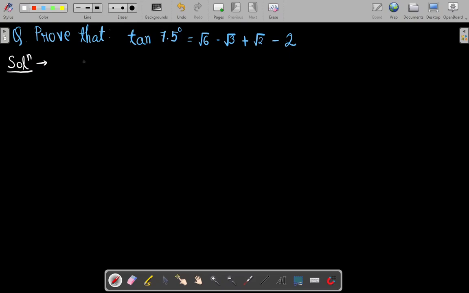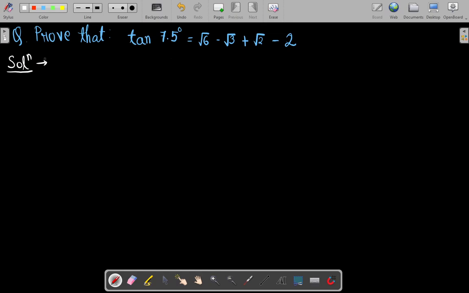Hello everyone. In this question, we are asked to prove that tan of 7.5 degrees is equal to square root 6 minus square root 3 plus square root 2 minus 2. The RHS is very convoluted at first glance. Also, 7.5 degrees is not a very standard angle at all. It is half of 15 degrees, and 15 degrees is also not standard.